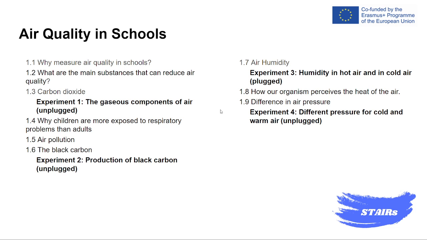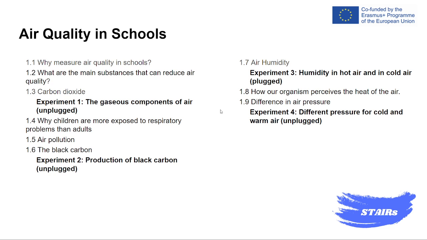There are four experiments for the first part, or quality in schools. Three are unplugged experiments and one is plugged. You could decide to try each one. You could decide to try just one with your pupils, and it is important that you write it in the final report and take photos and so on.